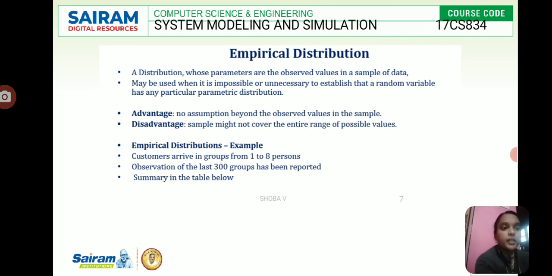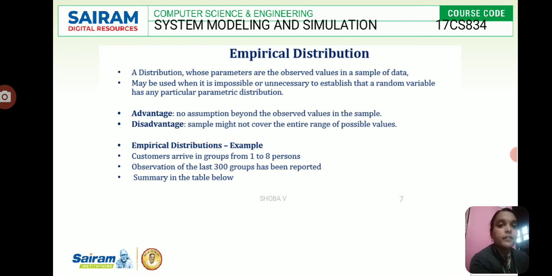And the empirical distribution: a distribution whose parameters are the observed values in a sample of data. This may be used when it is impossible or unnecessary to establish that a random variable follows any particular parametric distribution. So the empirical distribution takes its parameters as the observed values, and the advantage is that there are no assumptions beyond the observed values in the sample. The disadvantage is the entire range of possible values it might cover. For example, for 5 to 10, it won't cover all of 5 to 10, it will take only the observed values.